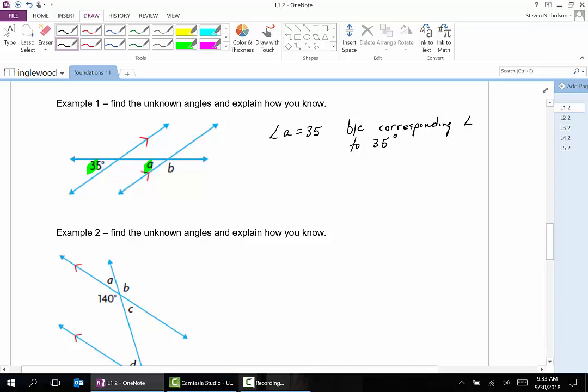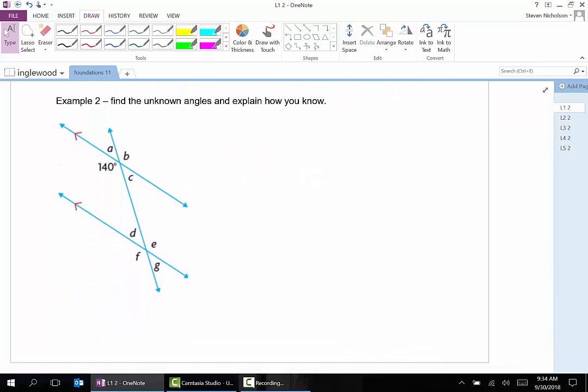Given that we found angle A, we can then go ahead and find angle B. Angle B is equal to 145 degrees because it is supplementary. Remember, supplementary angles add up to 180 degrees. Supplementary angles are angles on a line because it's supplementary to angle A. So in figuring out B, all we did is 35 plus angle B is equal to 180, and we did that little bit of algebra.